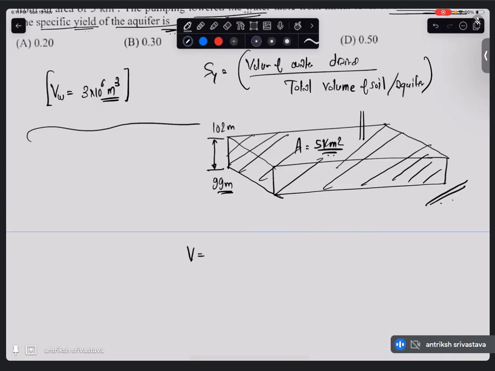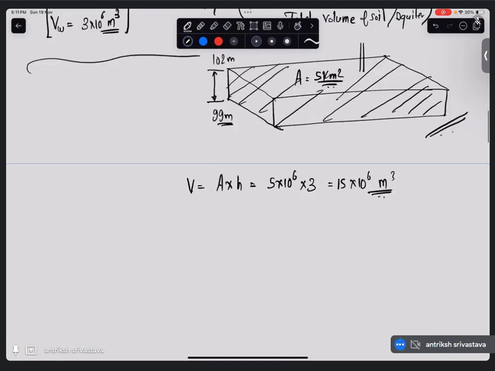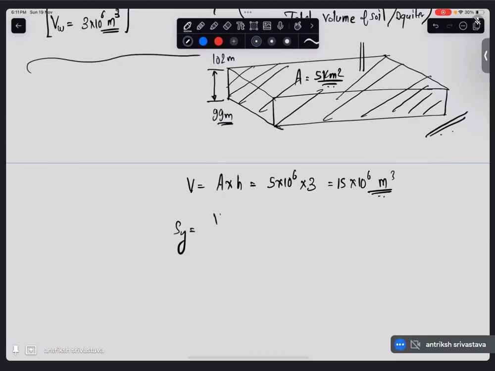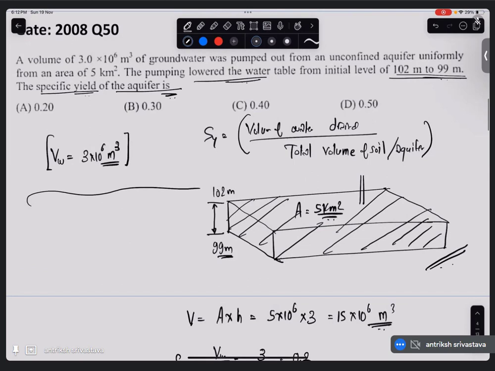And we are going to calculate the volume as area into the height. So 5 into 10 power 6 meter square into 102 minus 99, that is 3. We have 15 into 10 power 6 meter cube. So this is the total volume. Now, specific yield is nothing but VW by V, 3 by 15, that is 0.2. Okay, so this is the answer for this question.